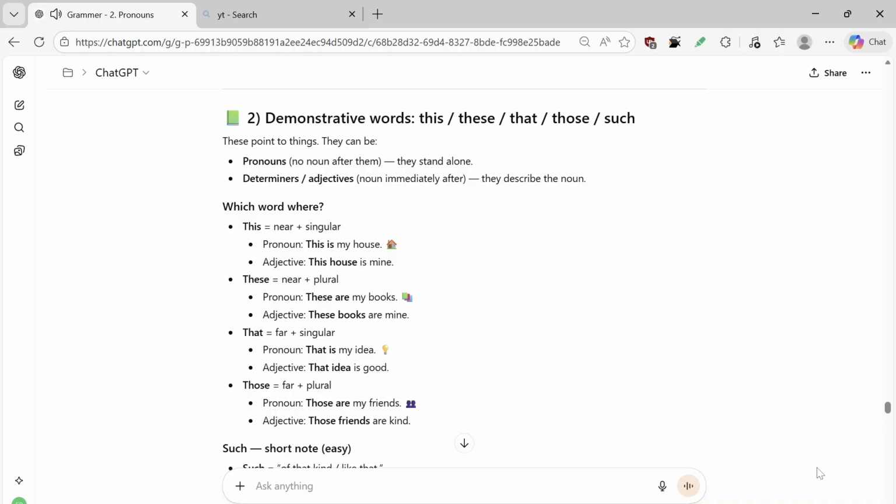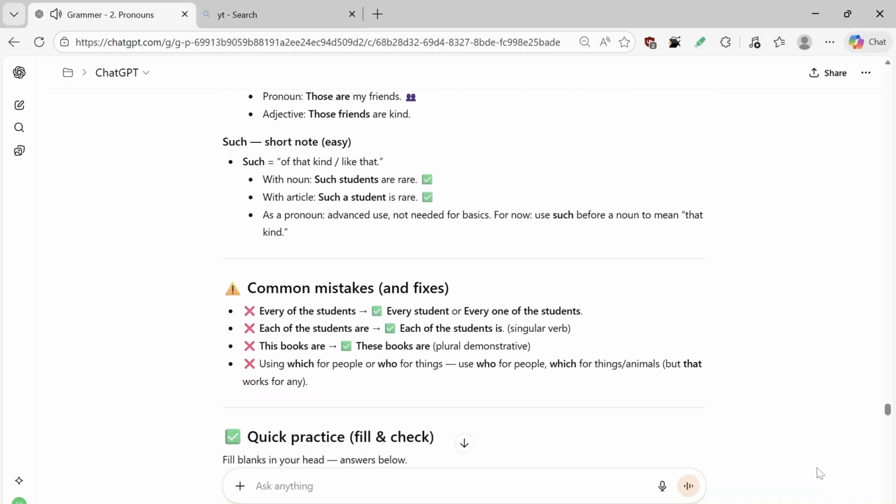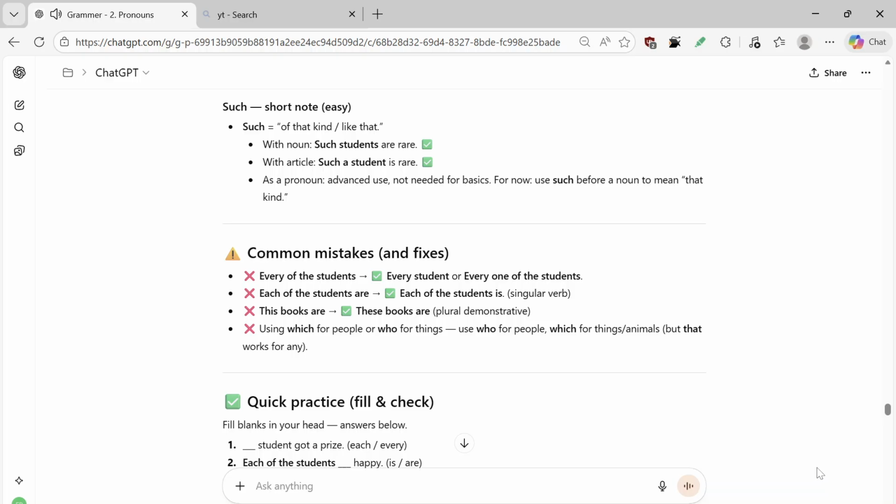Such, short and easy, means of that kind, like that. With a noun: such students are rare. With an article: such a student is rare. As a pronoun, it is an advanced use not needed for basics. For now, use such before a noun to mean that kind.